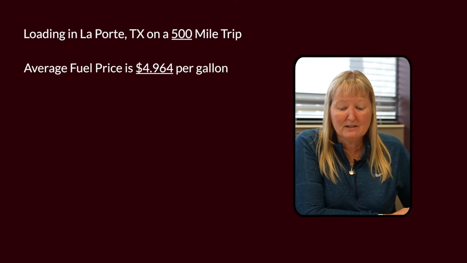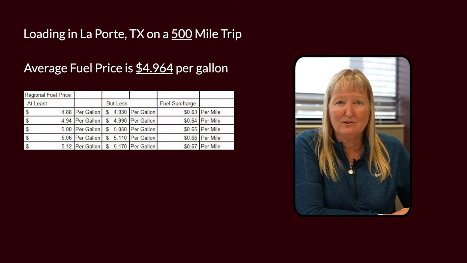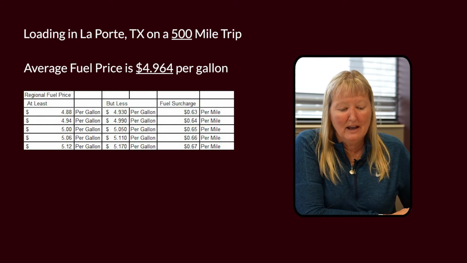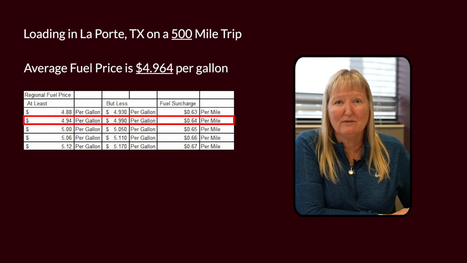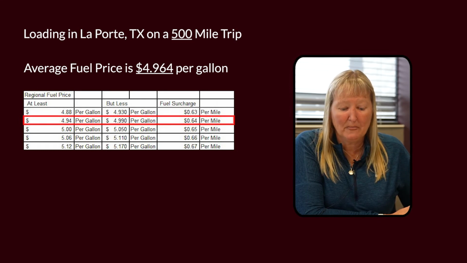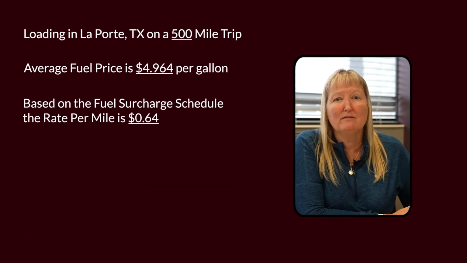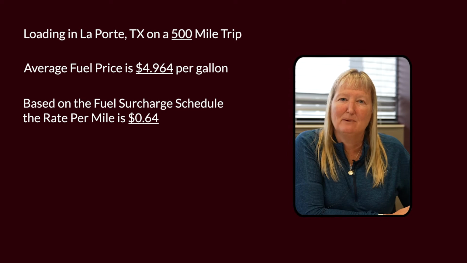Assuming you're working for a customer that has a fuel surcharge schedule based upon 6 miles per gallon, you would go to the schedule that's in your contract, or if you need a copy of the schedule, let us know, and you would look for the range that that 4.964 falls into. So looking at the schedule for the 6 miles per gallon, 4.964 falls between 4.94 and 4.99, so your fuel surcharge rate per mile for this week would be 64 cents per mile.